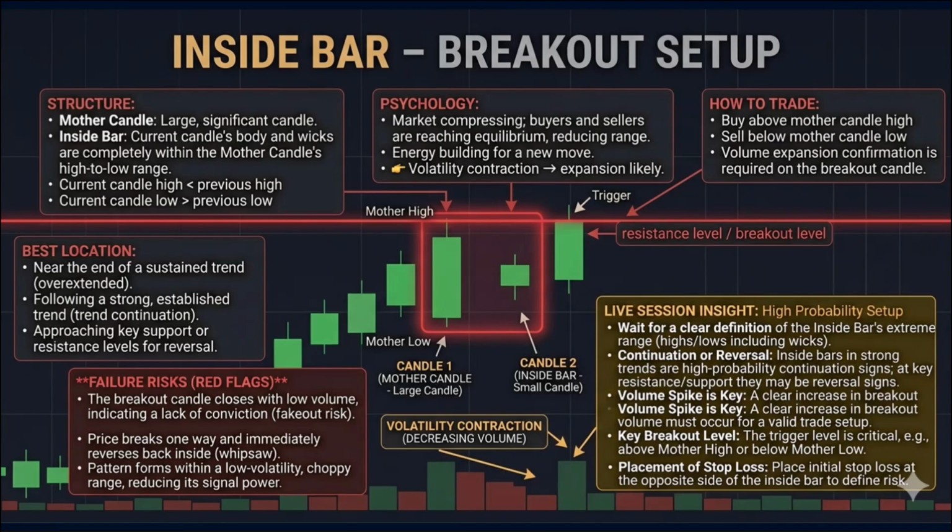Sometimes you will see multiple bars inside in a row. This is a sign of extreme volatility contraction and often leads to the most significant trends. So there can be 1, 2, 3, 4 bars inside a high mother bar, and then there can be a breakout. You can usually see this kind of setup in Nifty and Bank Nifty.